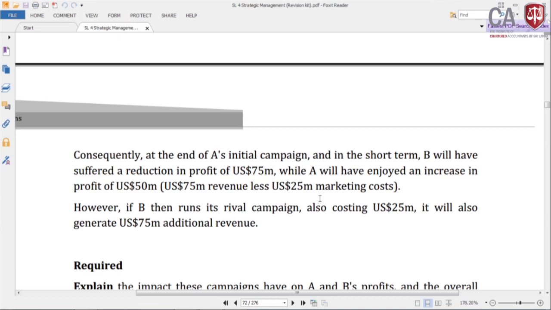Consequently, at the end of A's initial campaign and in the short term, B will have suffered a reduction in profit of US 75 million, while A will have enjoyed an increase in profit of 50 million, because you have to deduct 25 million for the marketing cost. If B then runs its rival campaign also costing 25 million, it will also generate 75 million additional revenue. Right. Now, they are also thinking now to have a campaign.